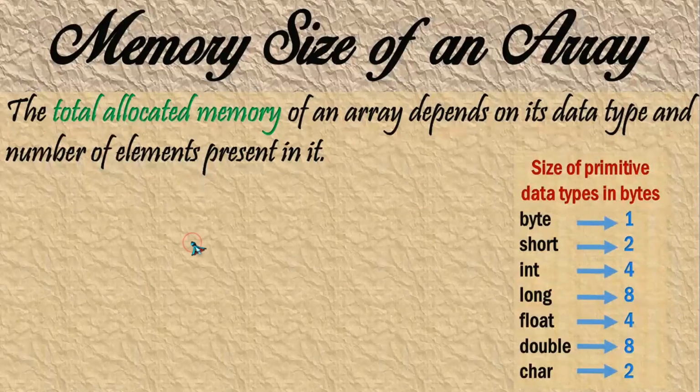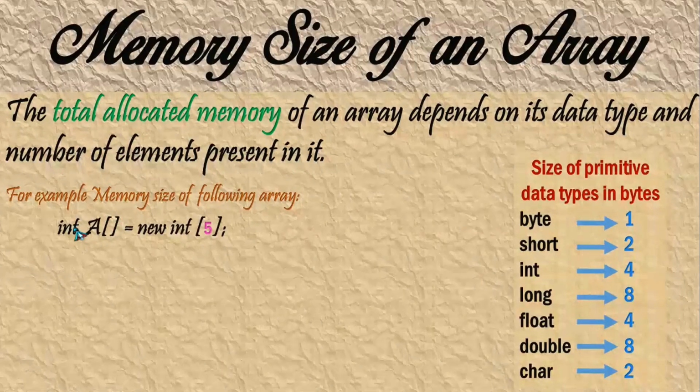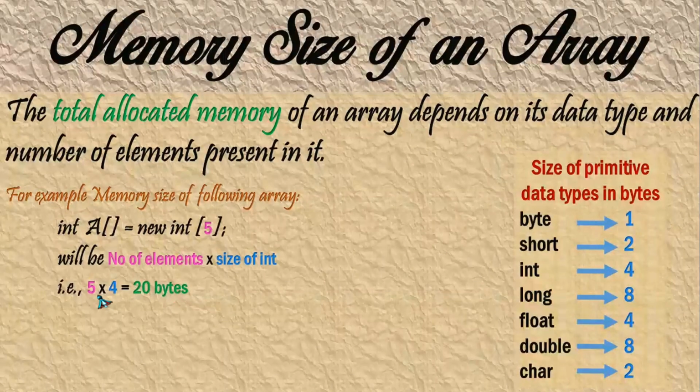If we have an array of integer, and the size of that array is 5, then how do we calculate the memory of the array? Number of elements, that is 5, into size in bytes, so that is 4 here. So 5 into 4 is equal to 20 bytes.